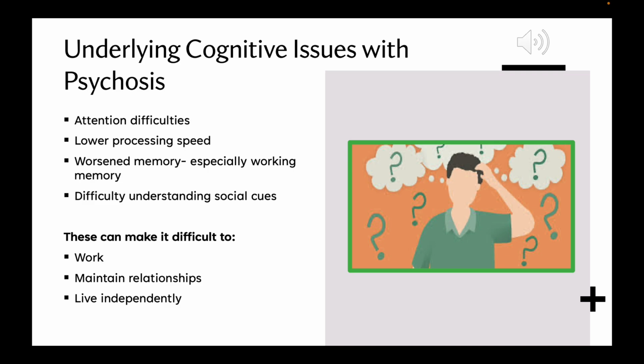These all cause cognitive impairment, and if it's hard to read emotions and facial cues, it can be hard to maintain relationships, work, and live independently. Also hard to work if you have attention difficulties or lower processing speed. And brain abnormalities can also contribute to these struggles.